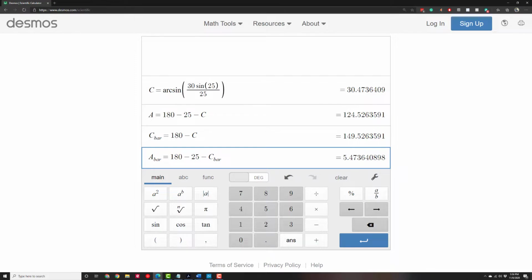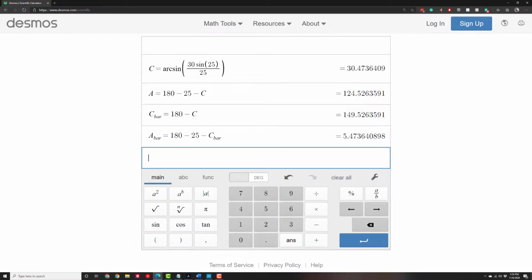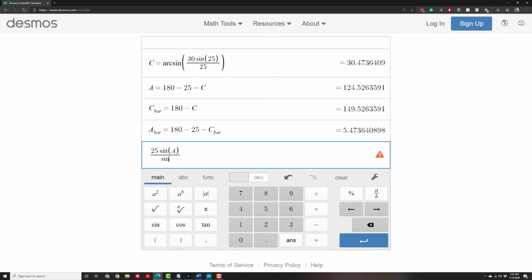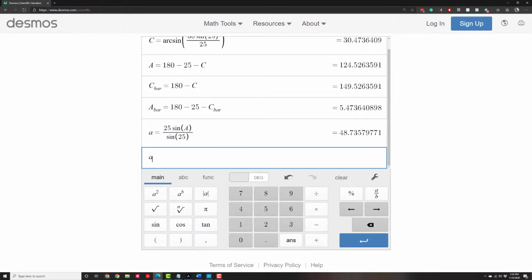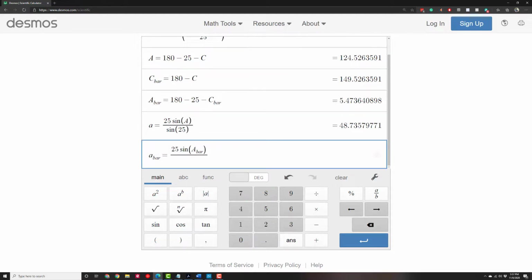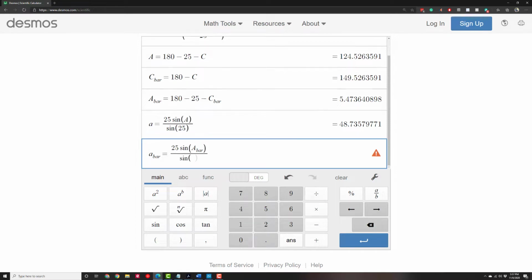We are back here in Desmos, and I will just compute the 25 sine of A divided by sine of 25 degrees. And that will give me, that's our little a, by the way. Maybe I should have written little a there. That gives us side little a, and I'm going to write that in the background. And now that I've done that, I'm going to go ahead and find side little a bar. Side little a bar is the same computation that we had up there. It's 25 sine of capital A sub bar divided by sine of 25. There we go, which is 5.6 roughly.